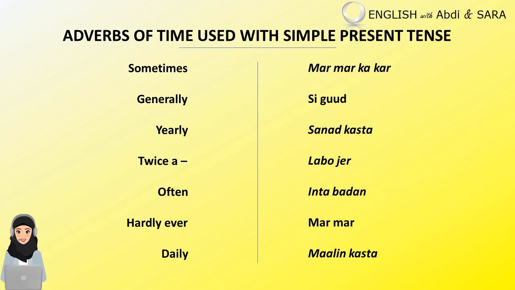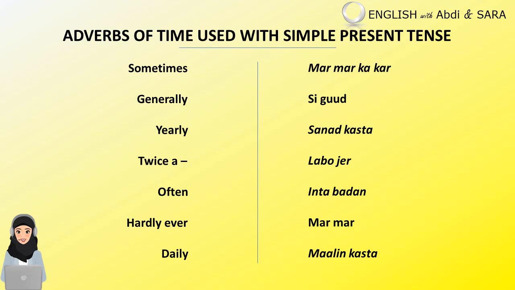Sometimes, it's like the opposite of regularly. Generally. Yearly, as the name suggests, is something we do every year. Once after every year. For example, we have Ramadan yearly. So the month of Ramadan appears one time every year.